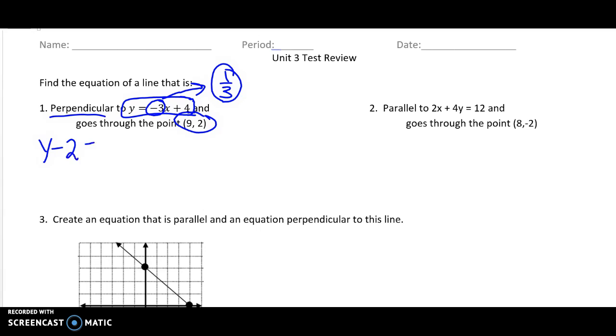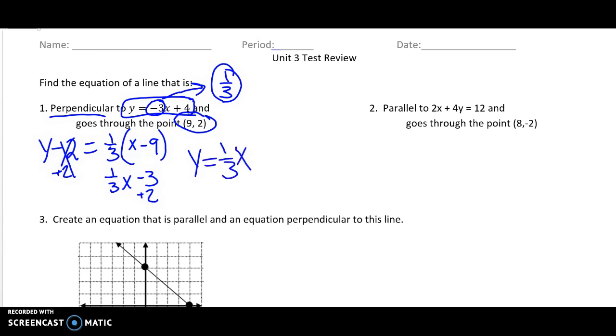y minus 2 equals m(x minus 9). Distribute, I get 1/3 x minus 3. Over here, I need to get the y by itself, so plus 2 to both sides. And I end up with y equals 1/3 x minus 1.